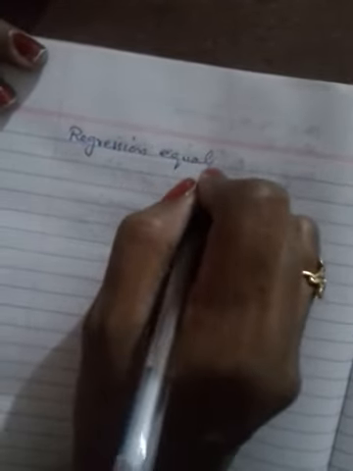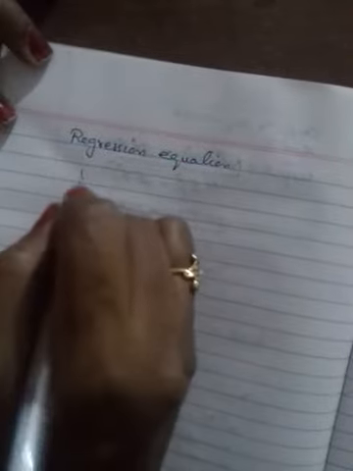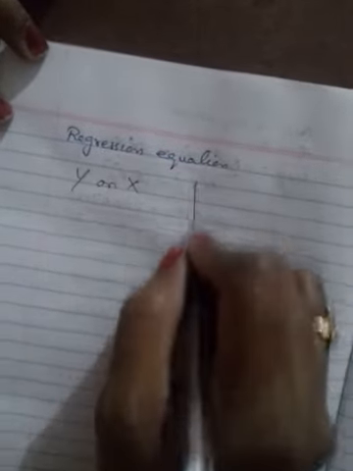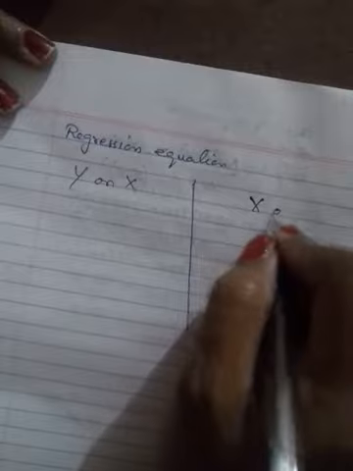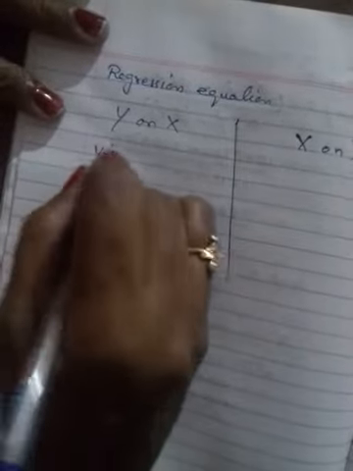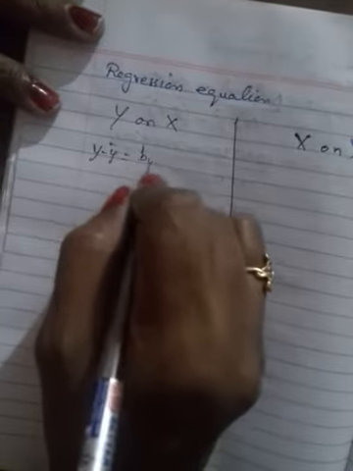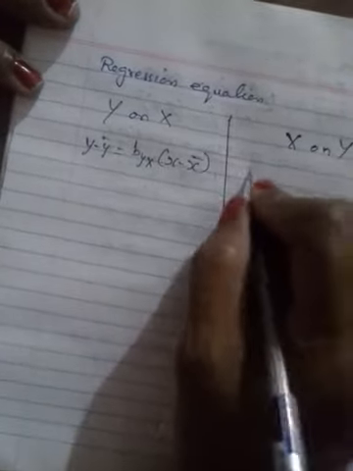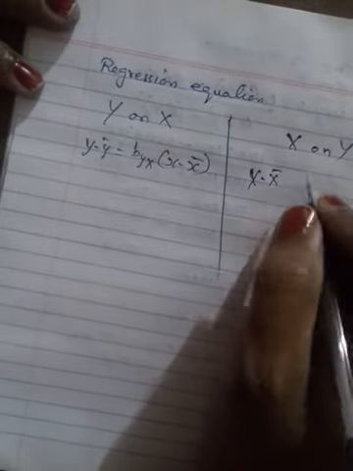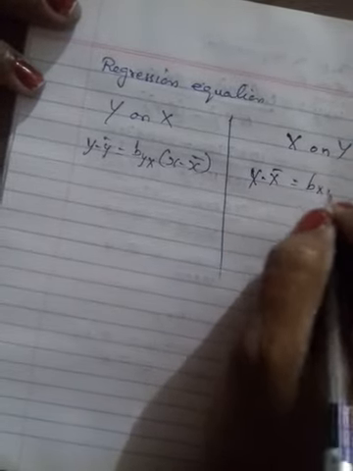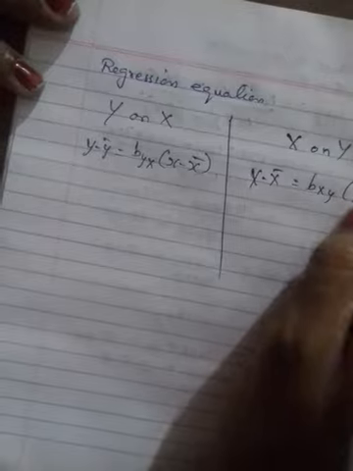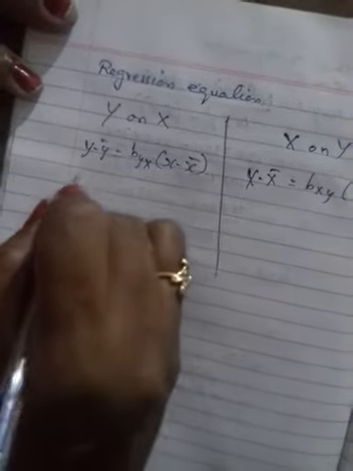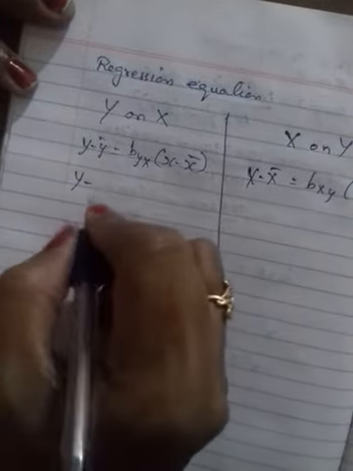Regression equation. So the equation y on x I am going to find out first, then we are going to find x on y. The y on x formula is y minus y bar is equal to b of yx into x minus x bar. And x on y: x minus x bar is equal to b of xy into y minus y bar.